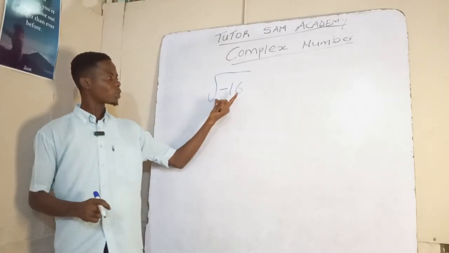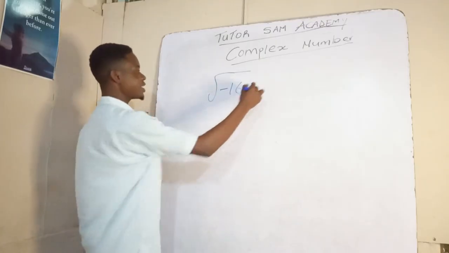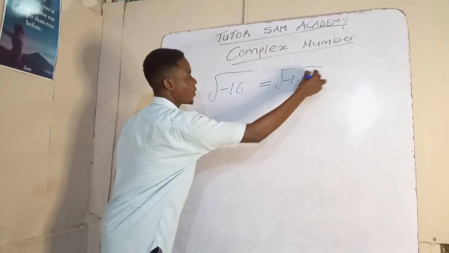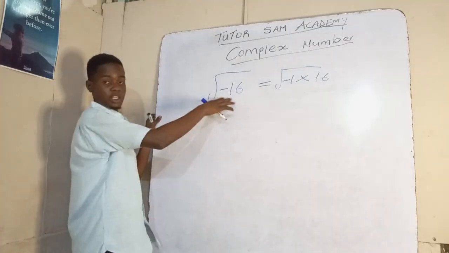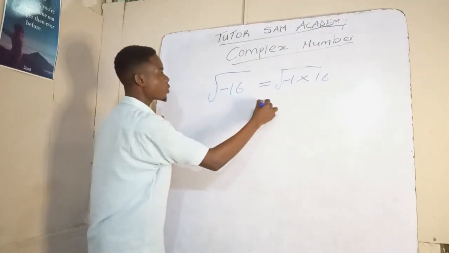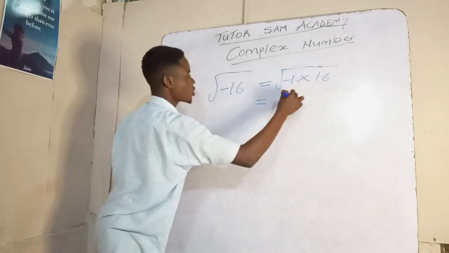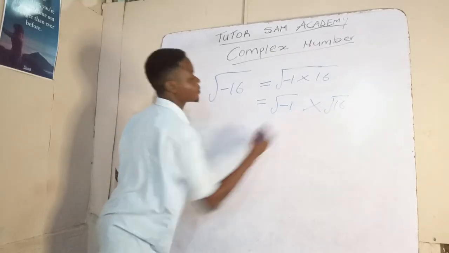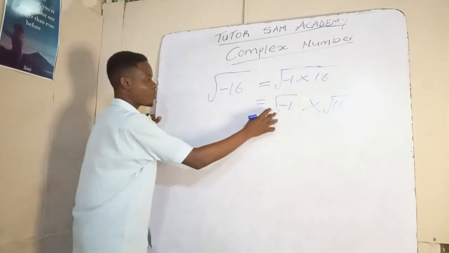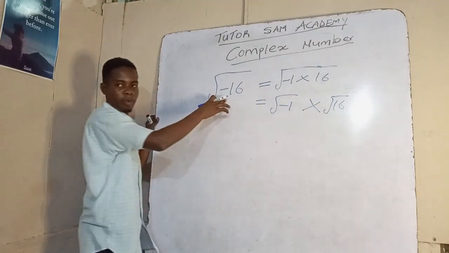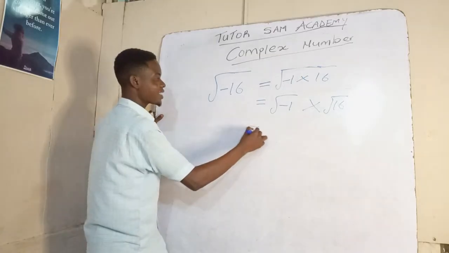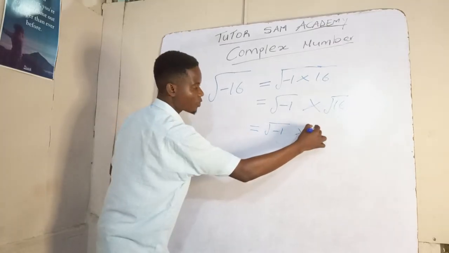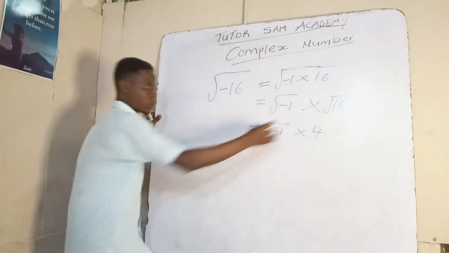For example, if we want to calculate the square root of minus 16, we can easily say this is equal to square root of minus 1 multiplied by what? 16. It's the same thing as square root of minus 16, right? Now, I can also proceed and say this is the same thing as square root of minus 1 multiplied by square root of what? 16. Are we together? Square root of minus 1 multiplied by square root of 16 is still the same thing as square root of minus 16. Now, from here, square root of minus 1 multiplied by square root of 16, which is what? 4. Are we together? Square root of 16 is 4.